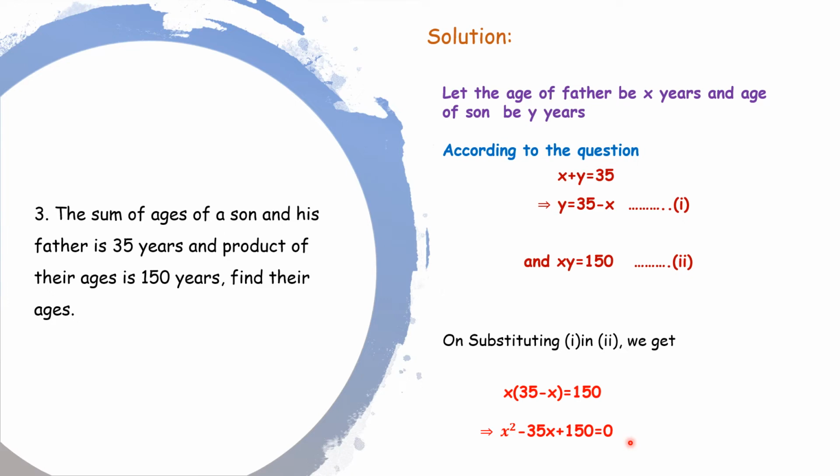Understood, children? So even if you have two variables to deal with, just eliminate one variable with another variable and then put it in the other equation that you have. Okay, if you do it like that, you will get a quadratic equation. Got it, children? Yes.